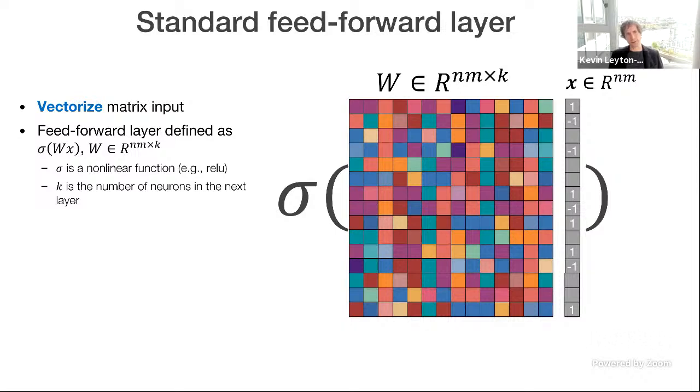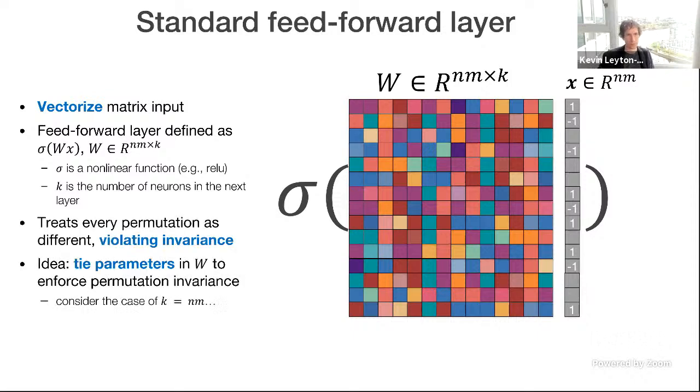Then you define your feed-forward layer as some nonlinear activation function sigma applied to a weight matrix W multiplied by this vectorized input x. The dimensions of this weight matrix would be n times m by k, where k is whatever number of neurons in the next layer that I want to feed forward to. Notice that this is going to treat every permutation as being different because I've got different weights everywhere in this matrix, and this is going to violate the invariance property that we want.